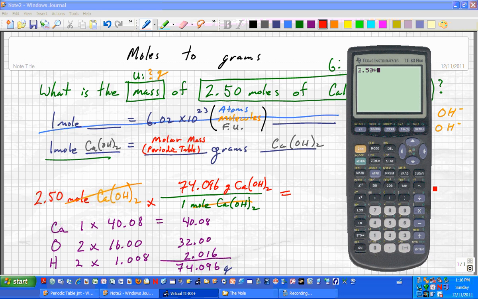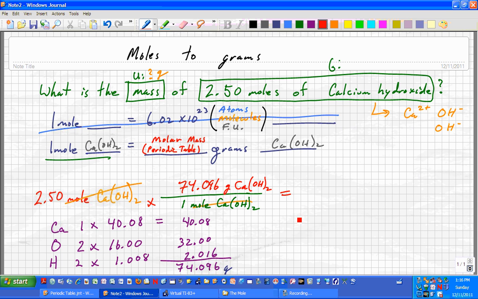2.50 times 74.096. Notice I used everything from here. I'll round at the end. I'll obey sig figs at the end here. I get an answer of 185.24 as my calculator answer. 185.24 is my calculator answer.